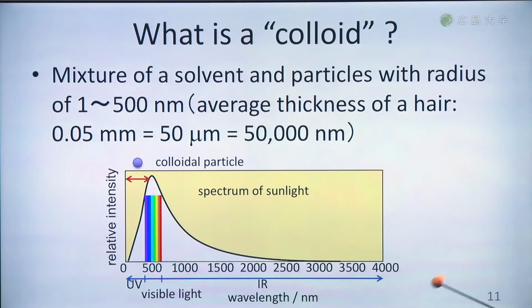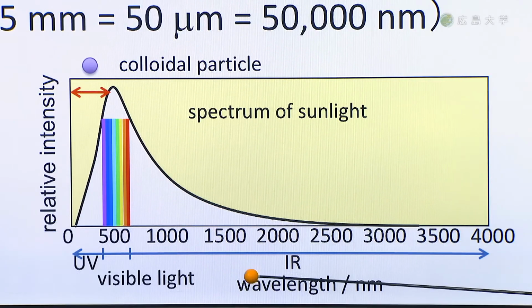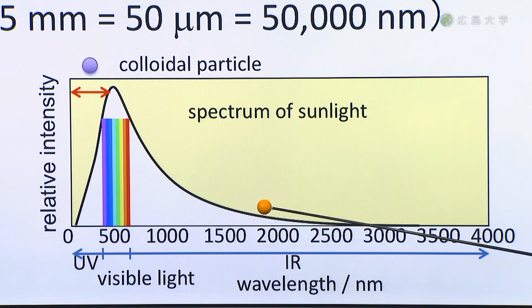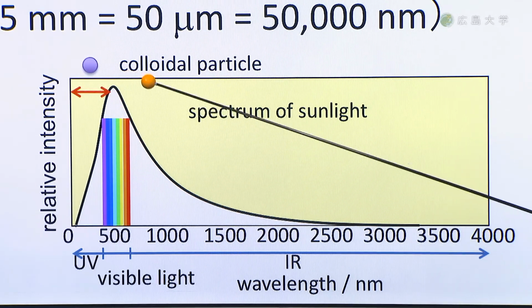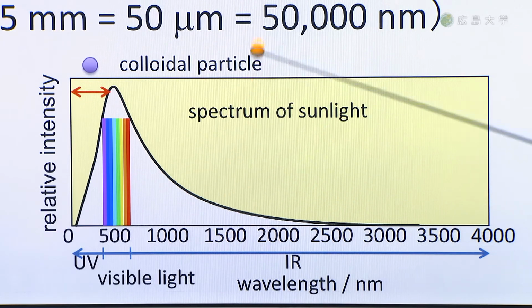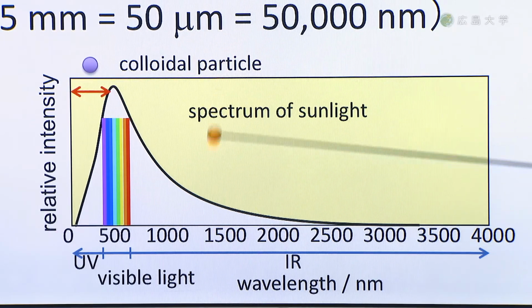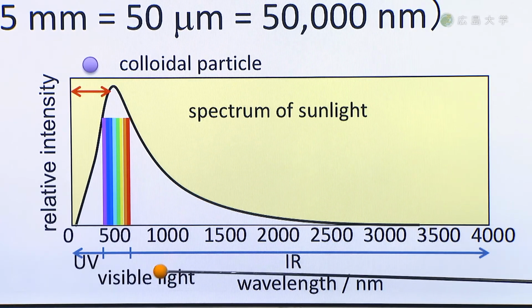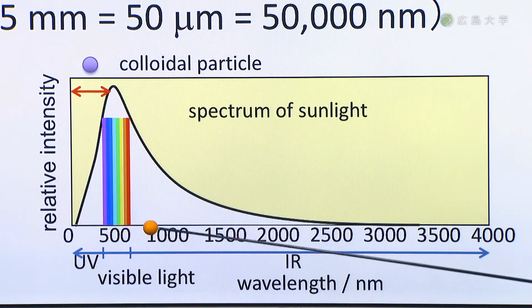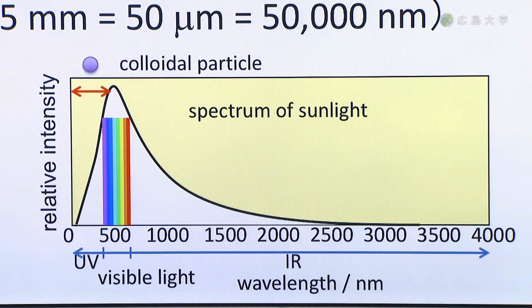In this slide, the relationship between the relative intensity and the wavelength of light from the sun is shown. And as you can see in this figure, large colloidal particles have dimensions on the order of the wavelength of visible light. So they interfere with visible light.